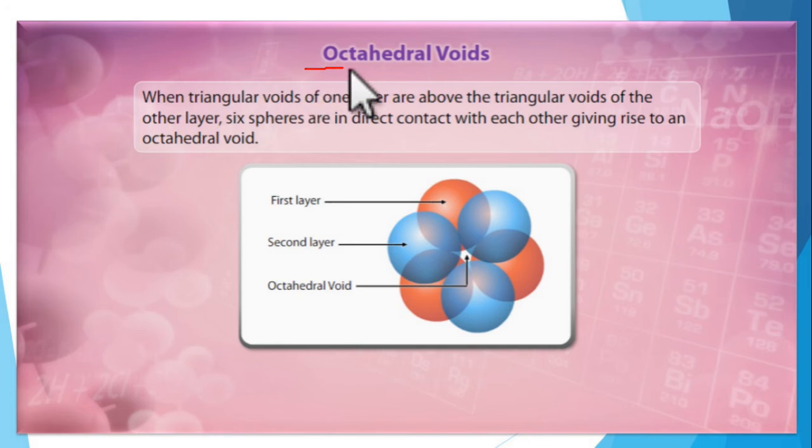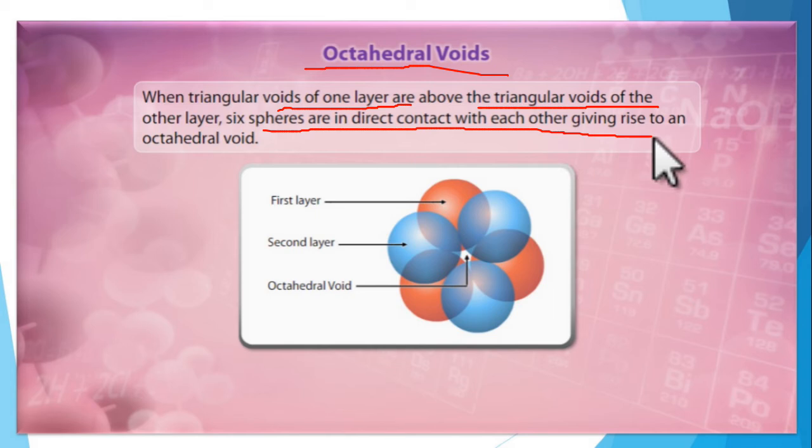What are octahedral voids? When the triangular voids of one layer are above the triangular voids of the other layer, 6 spheres, not in direct contact with each other, give rise to octahedral voids. These reddish three balls are the first layer and the bluish three balls are the second layer. In between both the layers, this small void is known as an octahedral void.